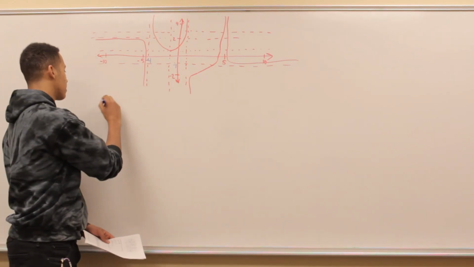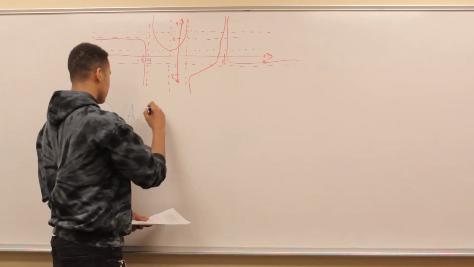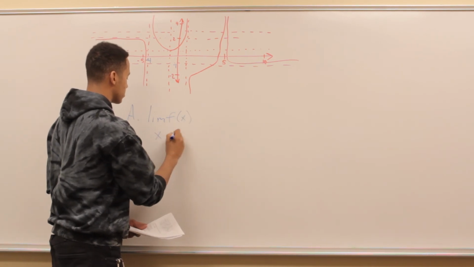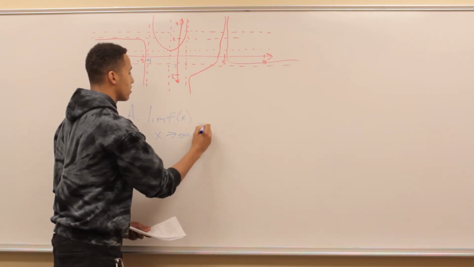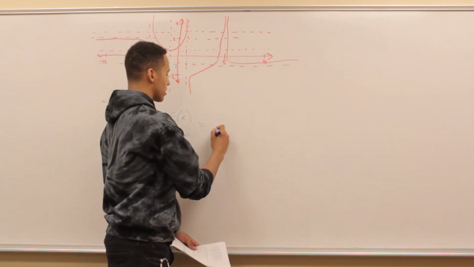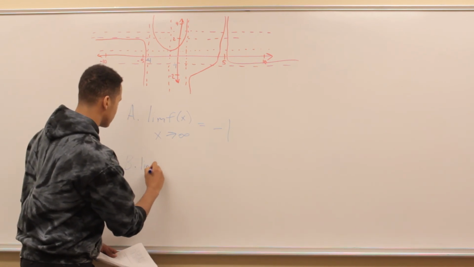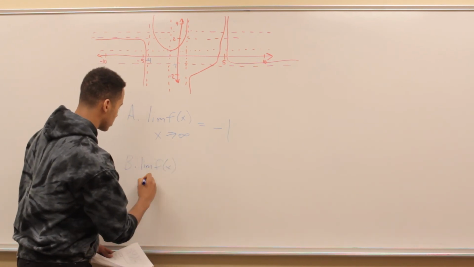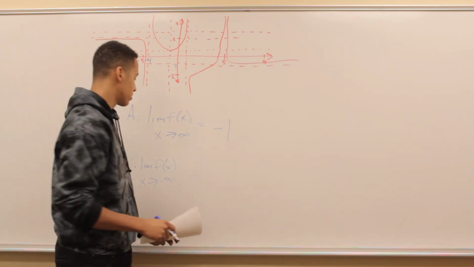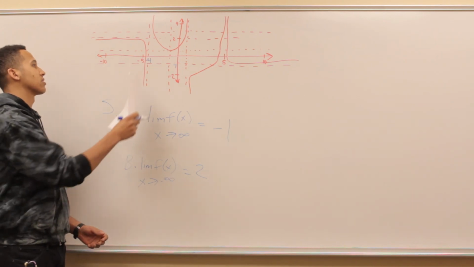Number 5, part A. The limit of f of x as x approaches infinity is -1 because as x approaches infinity, the line approaches -1. Part B. The limit of f of x as x approaches negative infinity is 2 because as x approaches negative infinity, the line approaches 2.